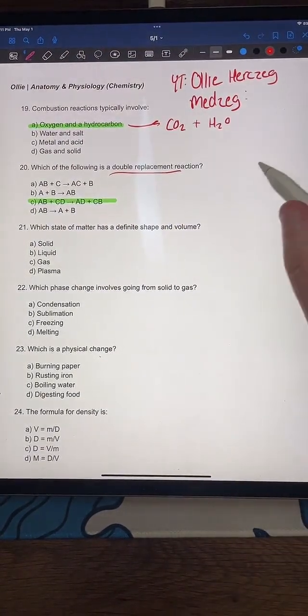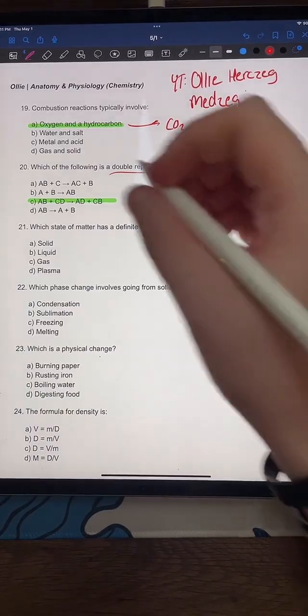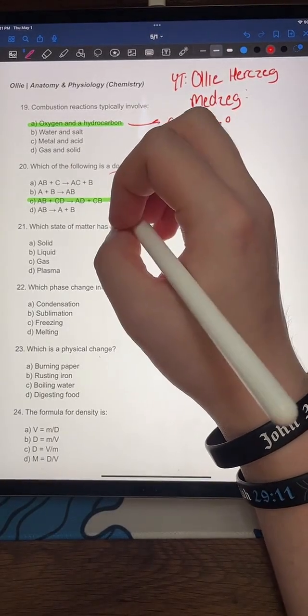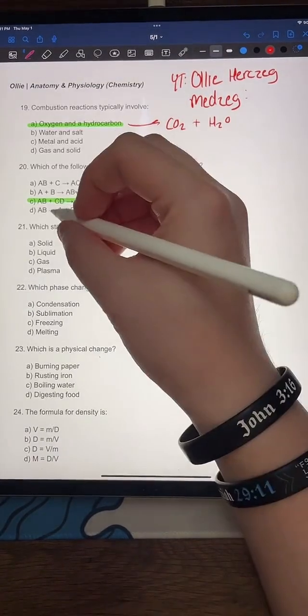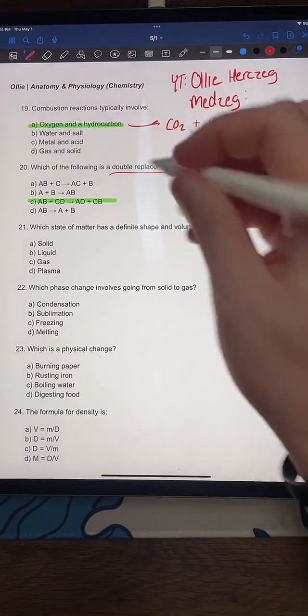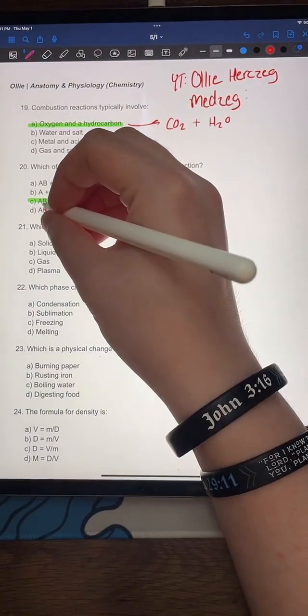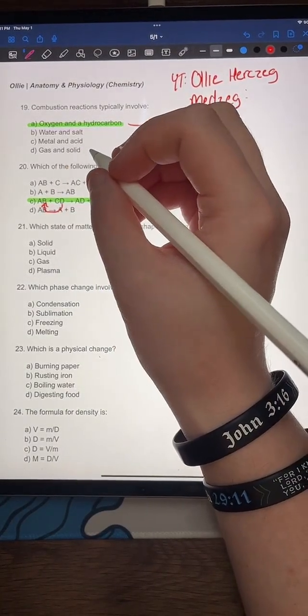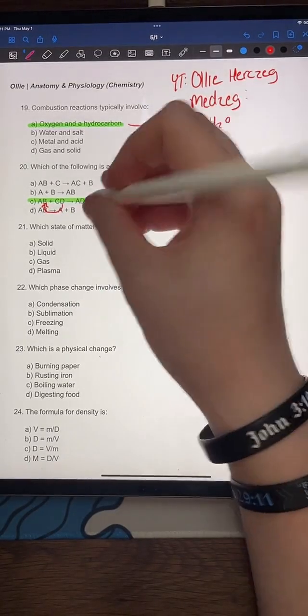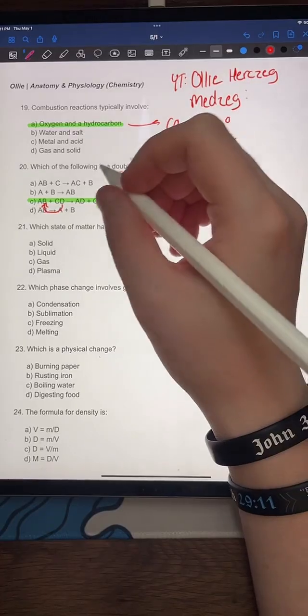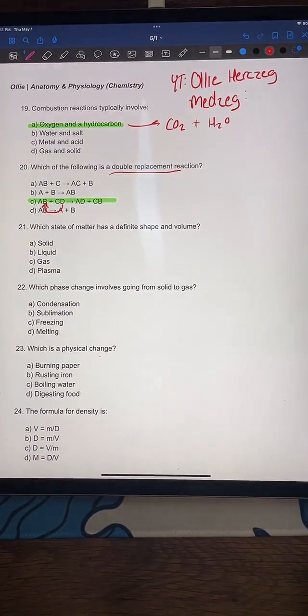The answer here is C. It is a double replacement reaction. So remember, when we have two compounds that switch ions, that's what's going to be our double replacement. So we have AB plus CD. The B and the D switched. So AB and CD became AD and CB.